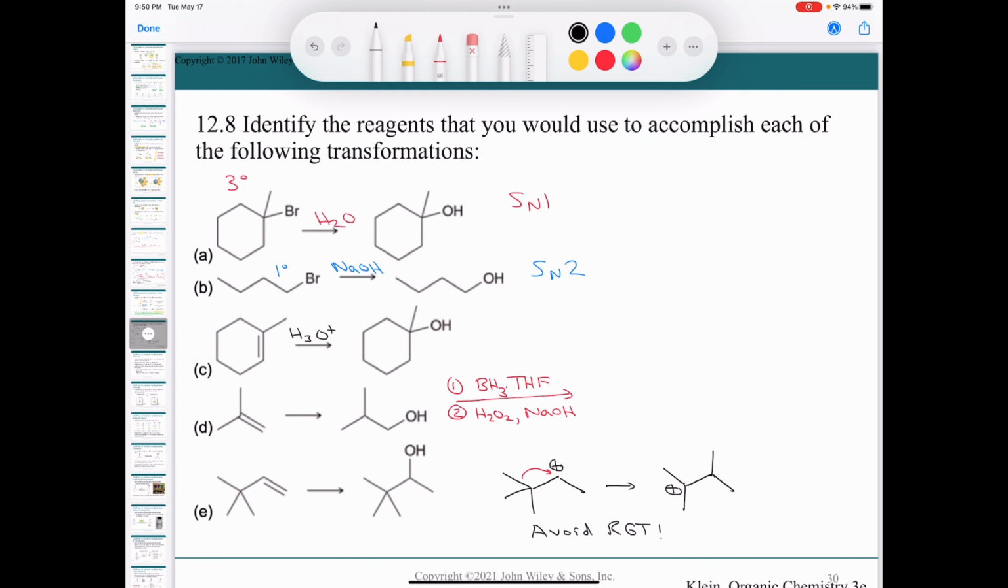So how do we do that? The way that we do that is by using the conditions of oxymercuration demercuration. The first step would be to treat the alkene with mercuric acetate in water, and then the second step is to treat it with sodium borohydride.